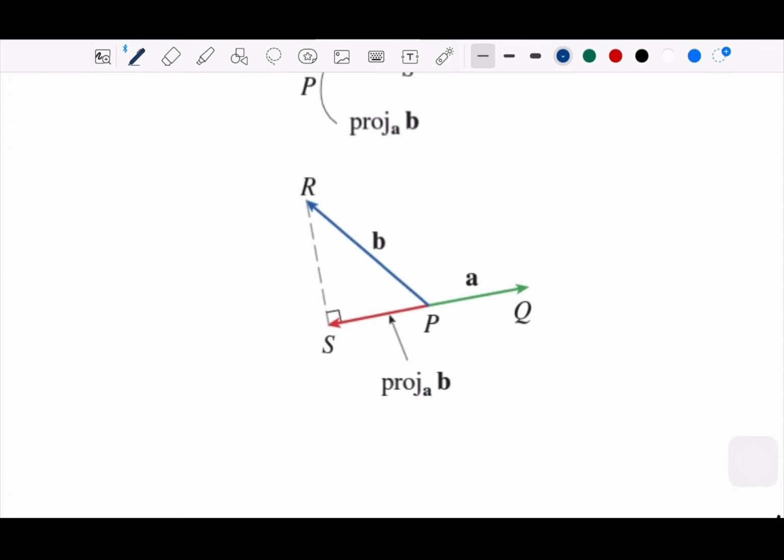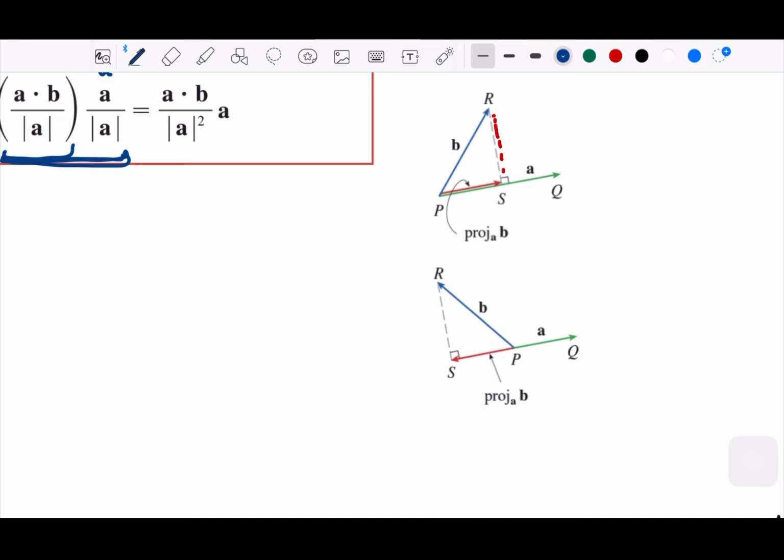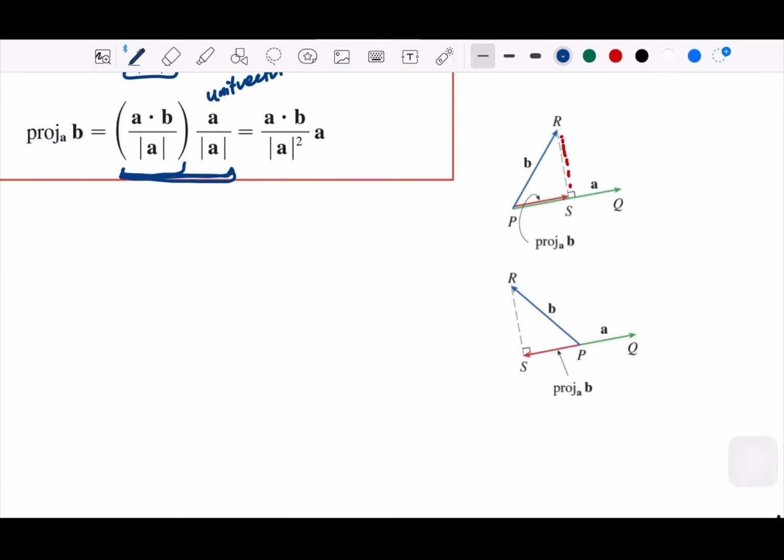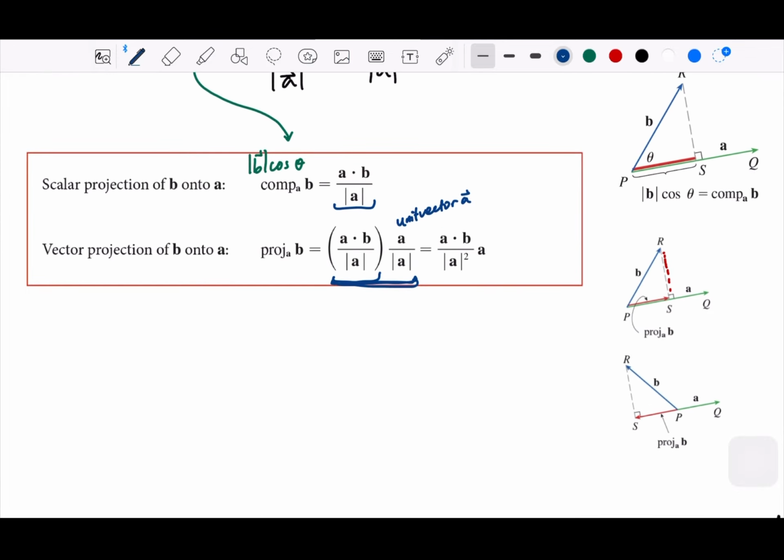We can also have this. This is also the same projection of B onto A, right? But now it's going to the other side, the opposite side. So that's it for the dot product. We are going to continue, so stay tuned for this additional content.